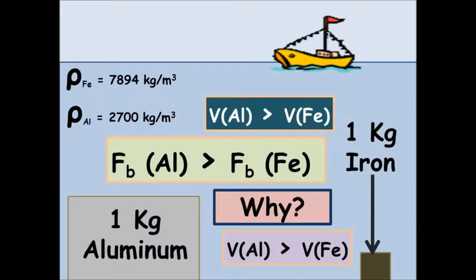Now, something that might be confusing to you: 1 kilogram of iron, 1 kilogram of aluminum. The iron has a density of 7,894 kilograms per cubic meter. There's that cubic meter again. Very important. The density of aluminum, 2,700 kilograms per cubic meter. The volume of the aluminum will be much greater than the volume of the iron.